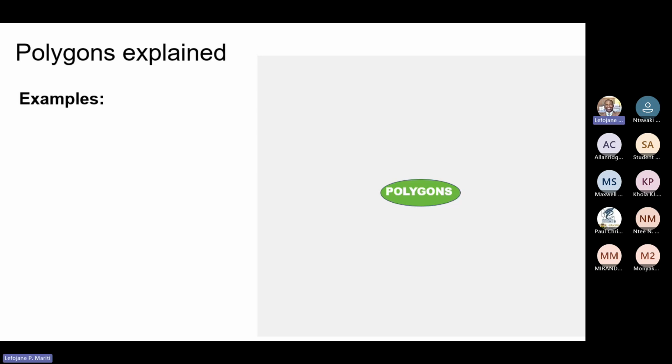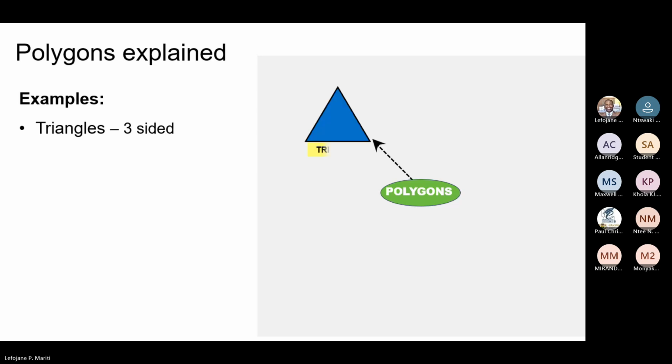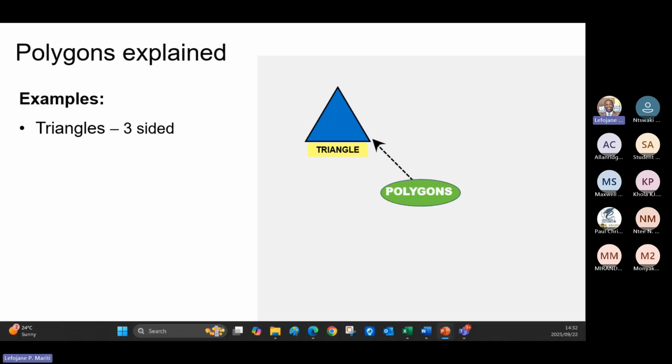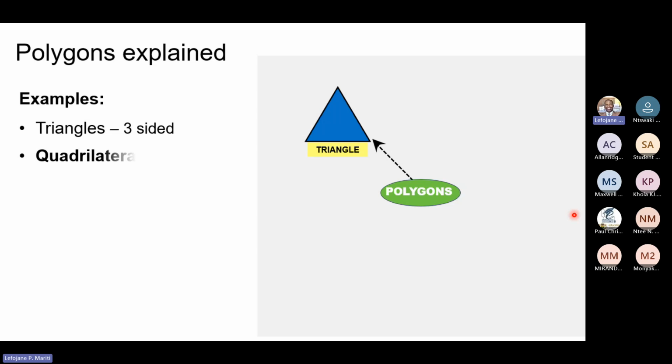Now, here we're looking at polygons. The first type of a polygon would be a triangle. This is basically a 3-sided. As you can see, we are having, in this instance, 3 sides that make up the polygon called triangle. This would be the first side, the second side, and the third side. The next type would be what we call quadrilaterals.